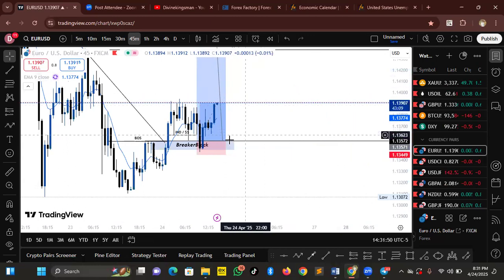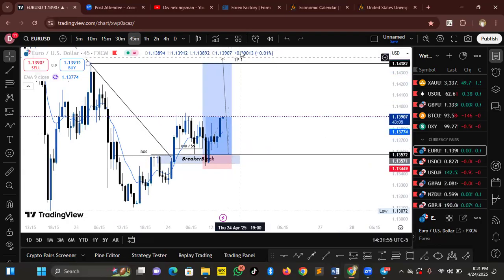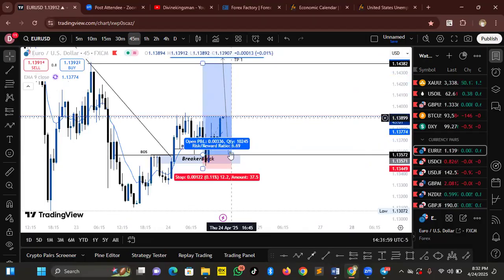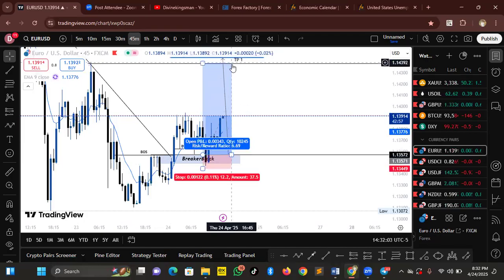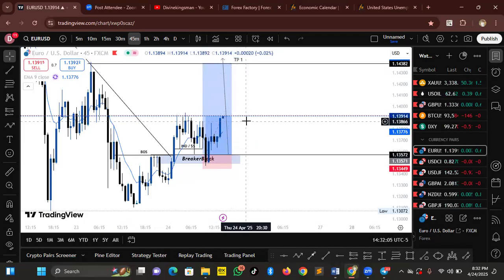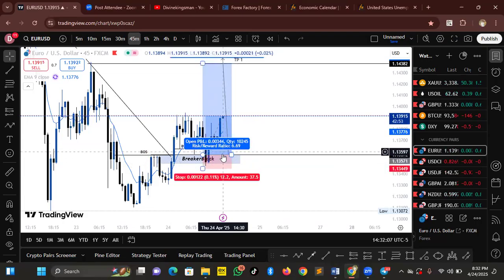Because this is your stop loss from here to here, which is the amount of money you're willing to risk. Then this is the amount of money you're willing to make. You're risking this small amount of money to make maybe a huge amount of money. So always have it in mind that the amount of money you're willing to make should be far more than the amount of money you're willing to risk.